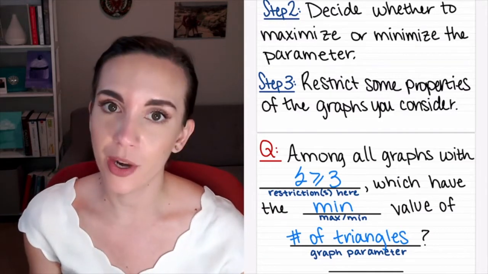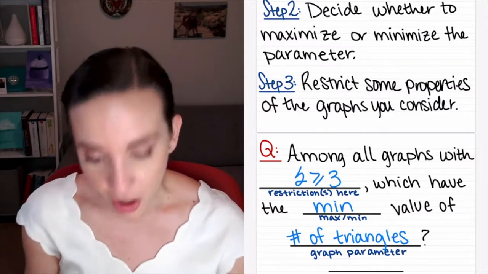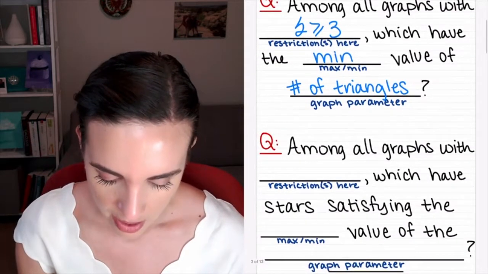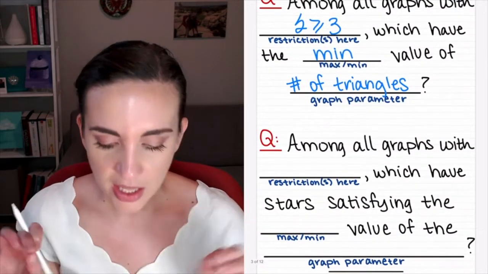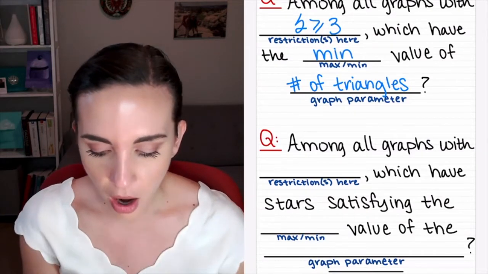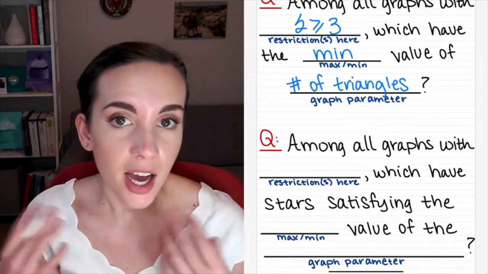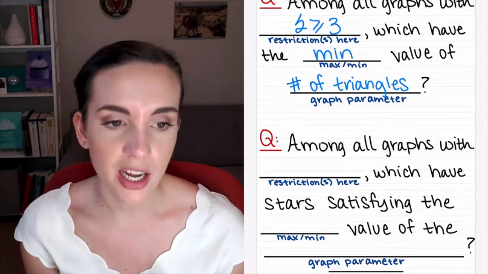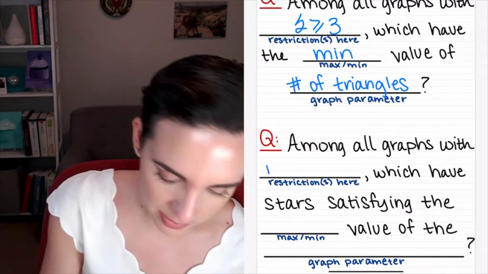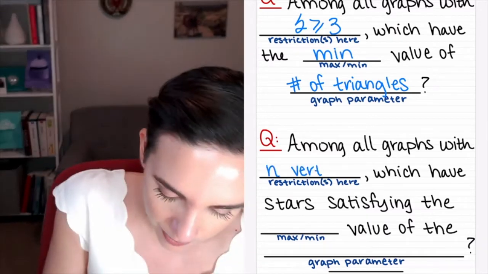And the question that we're going to be looking at today follows a similar format. So I'm going to go ahead and scroll down. And the formatting is just a little bit different. So what we're asking here is, among all graphs with a certain restriction, and the restriction that I'm going to place on my graphs is just that we're fixing the number of vertices. So n vertices.